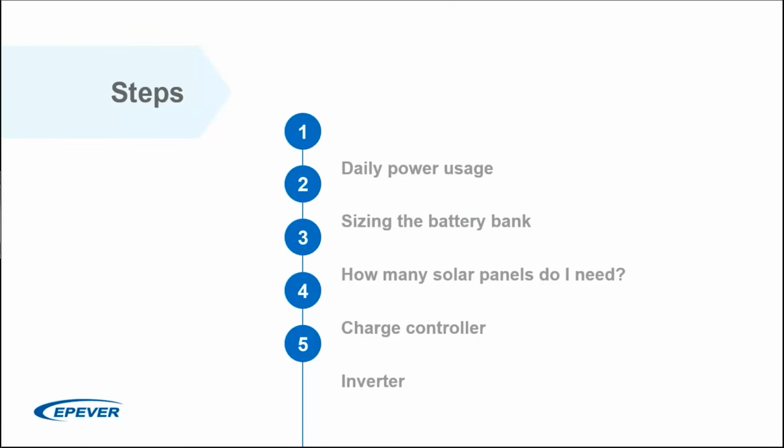Well, so we will try to design our off-grid system in 5 stages. First one is the daily power usage. We will first calculate how much power we need. Then we will size the battery bank. We will determine what kind of battery and how much battery I need. And then we will find how many solar panels we need, how many charge controllers, and finally, the specifications of the charge controllers, and finally, what kind of inverter I need.